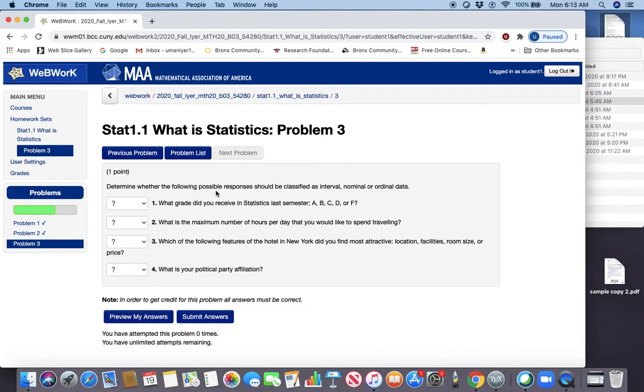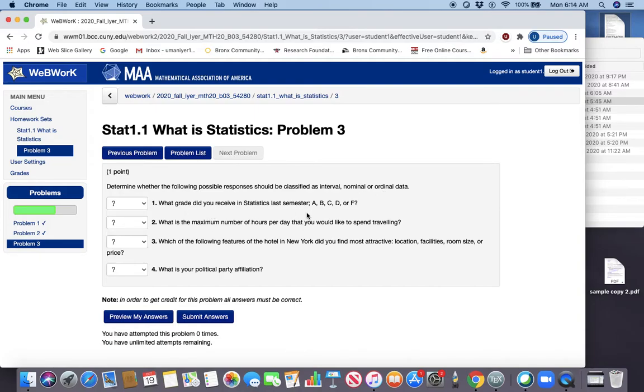Next problem. Determine whether the following possible responses should be classified as interval, nominal, or ordinal. They are not giving us a ratio option.